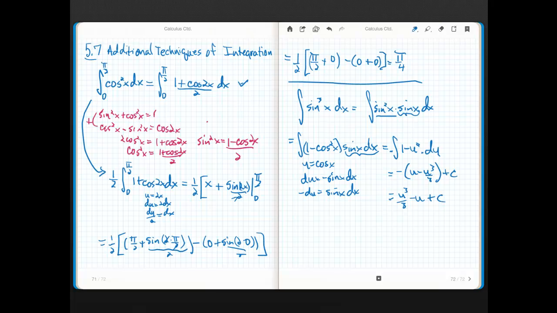The function started out as a function of x, and I have it as a function of u. So that implies that this guy equals what? Cos cubed x over 3 minus cosine of x plus c.